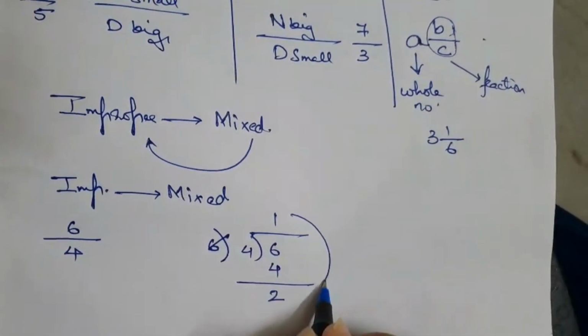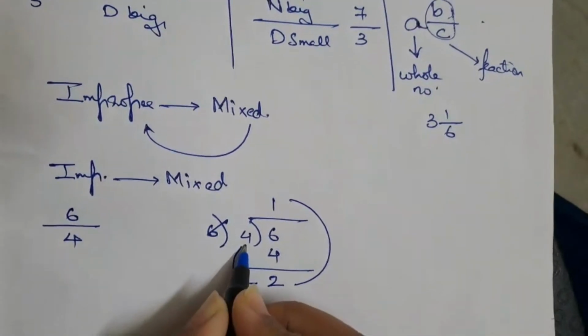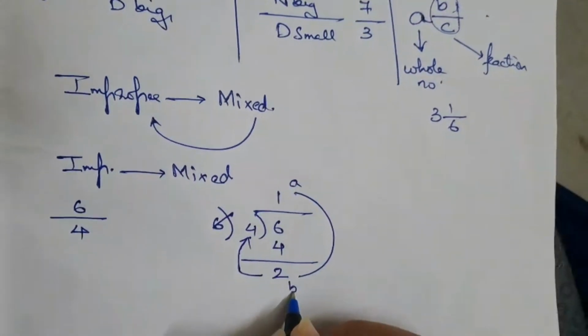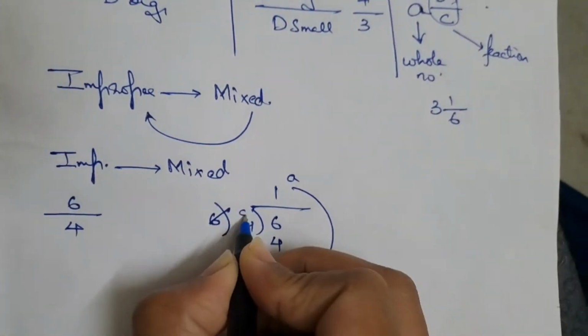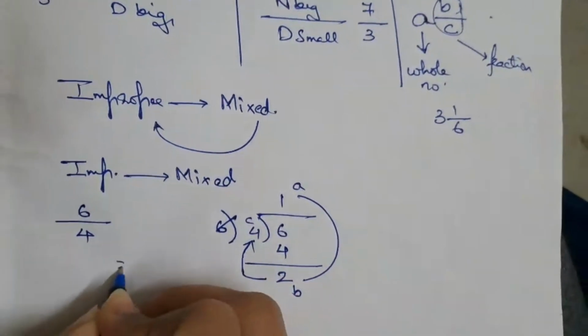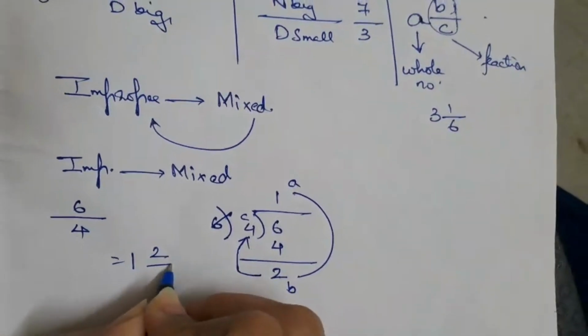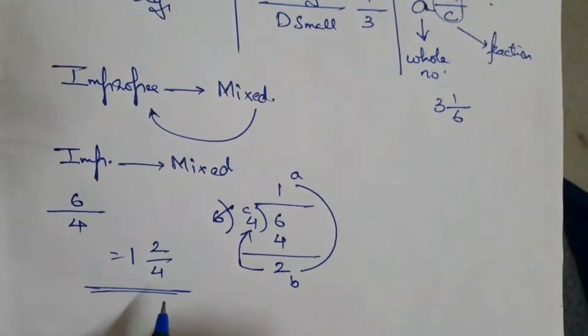Then I will start writing the terms in the a b by c form. So this is my a, this is my b, and this is my c in here. So a b by c is going to be: a is 1, that goes here, and then these two, that is 2 upon 4, would be the fractional mixed form.